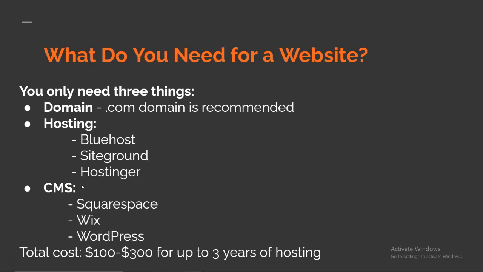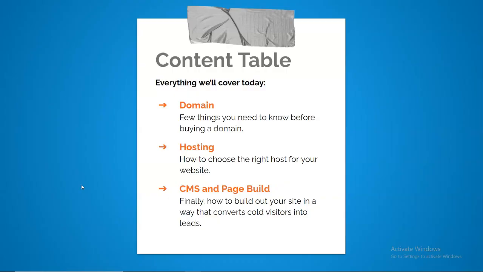All right. So what do you need for your website? Technically, you only need three things: a domain, hosting, and a CMS. CMS stands for Content Management System, and it will be used for building out your entire website. The total cost for all these things will be around $100 to $300, depending on the hosting company you go with and how many years of hosting you buy. So we'll cover each of these three things individually throughout this video.